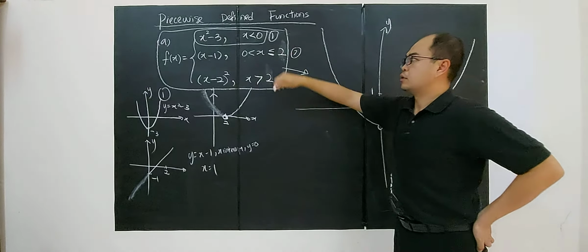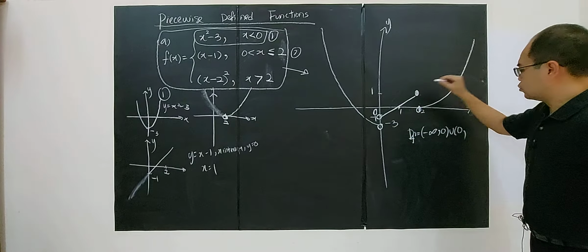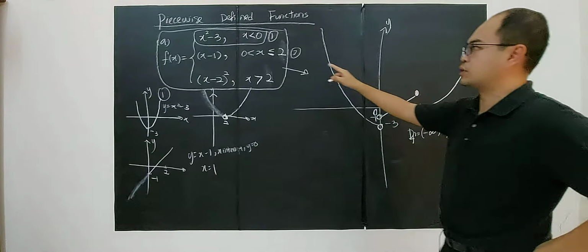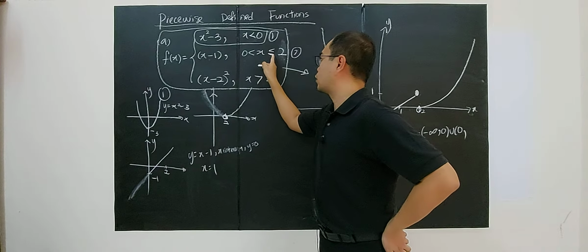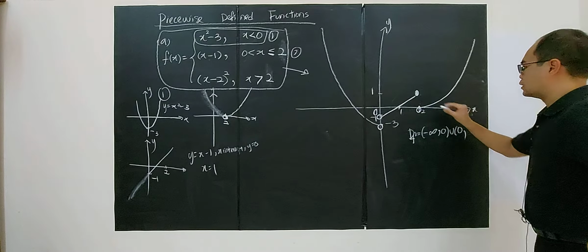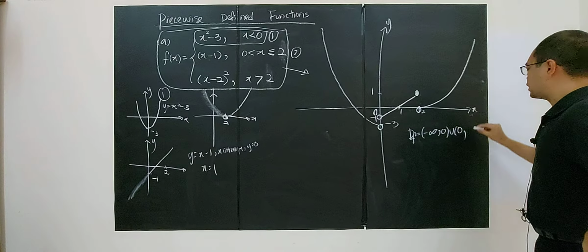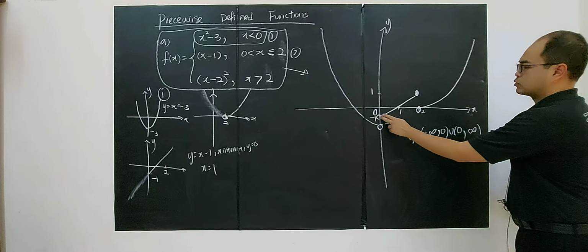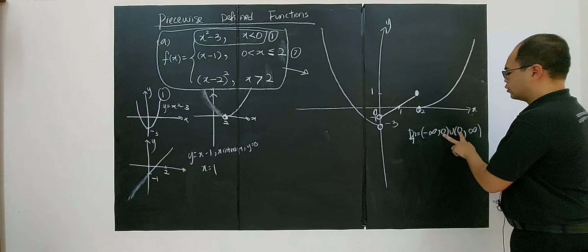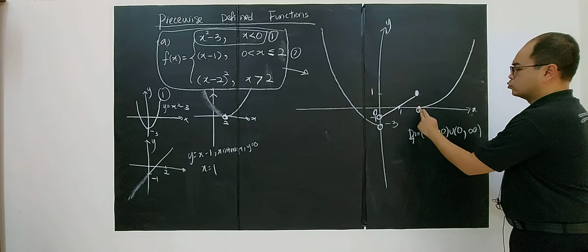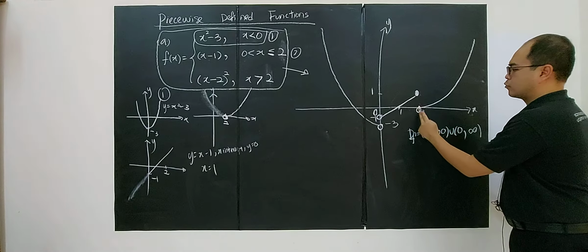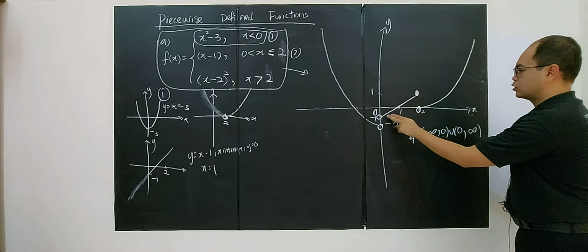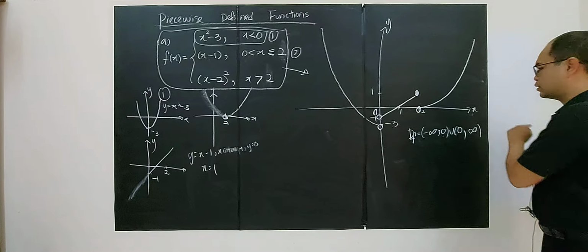0 is not included, but 2 is included. Even though it is empty here, 2 is included in one of the functions here. So 2 is from 2 up to infinity, and from 0 up to infinity. This 2 is also an empty circle, so 0 is excluded. For this x equals 2, because one of them is a solid circle, I accept the 2. Accepting the 2 means I continue from 0 and continue up to infinity.